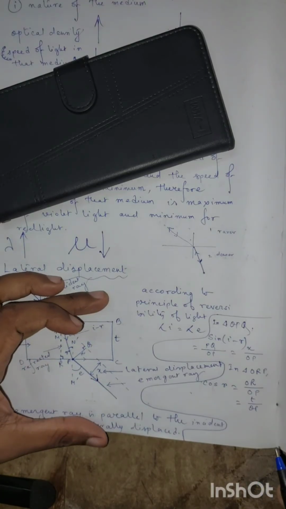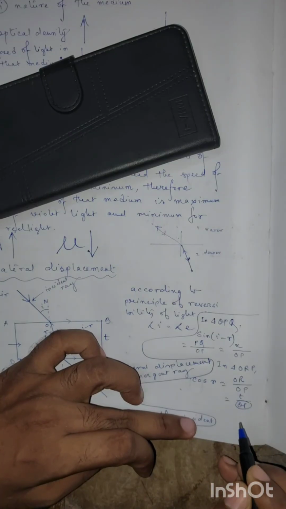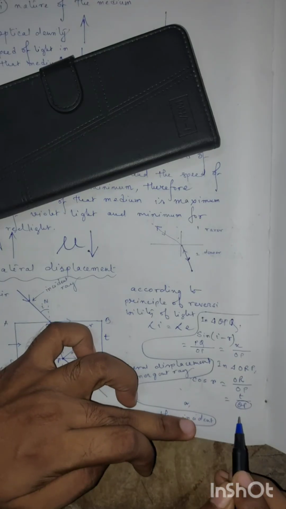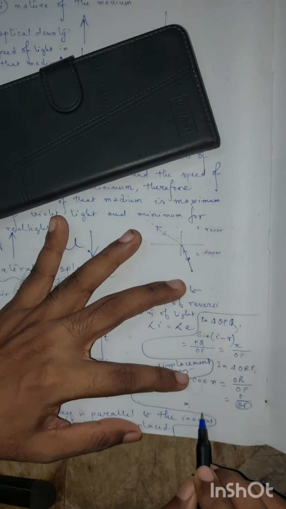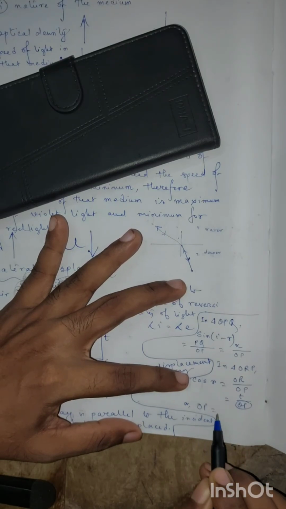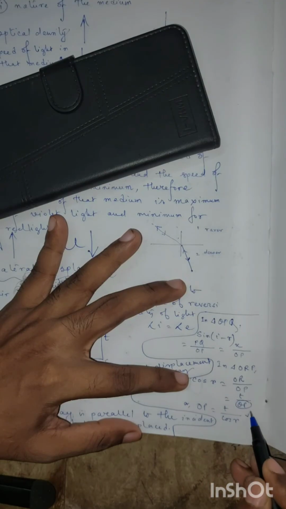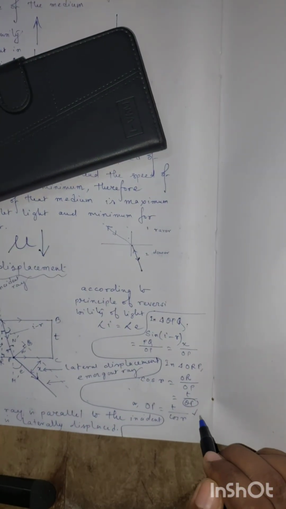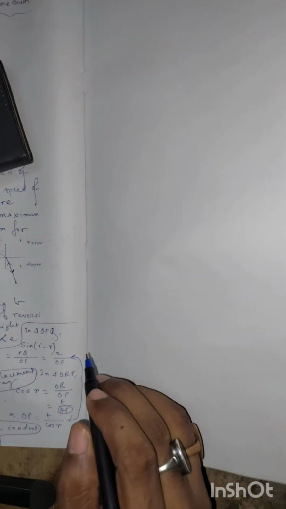Now from this equation we can write OP, taking OP to the left side and cos R to the right side, so t by cos R. This is the value of OP. Now we can put this value in the first equation.